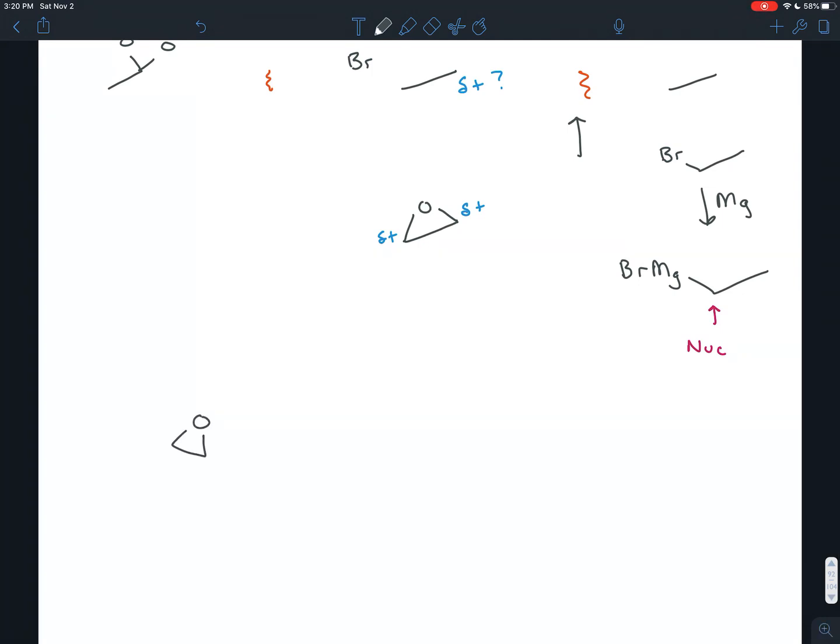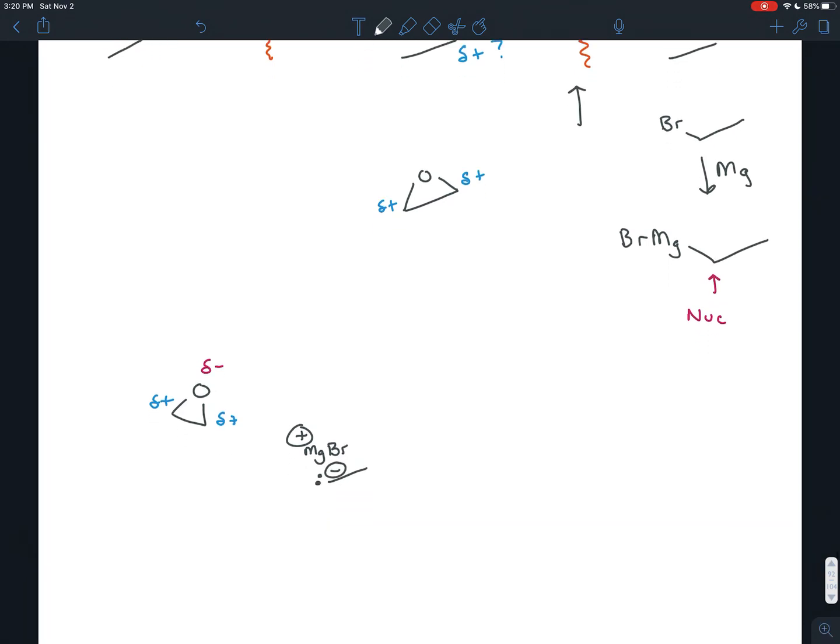So if we have this epoxide, oxirane, which is slightly positive, carbons on both sides, because the oxygen is stealing electron density from them. And I'm going to draw this ethyl magnesium bromide as two separate things, because it's almost an ionic bond. The carbon anion there can attack one of these carbons, burst open the ring, and you end up getting a 4-carbon chain now, because you have 1, 2, 3, 4. So you form this new bond between carbon 2 and 3.